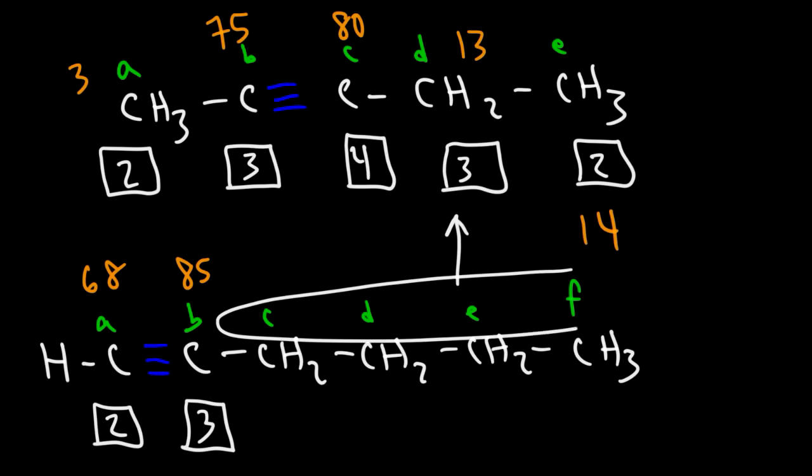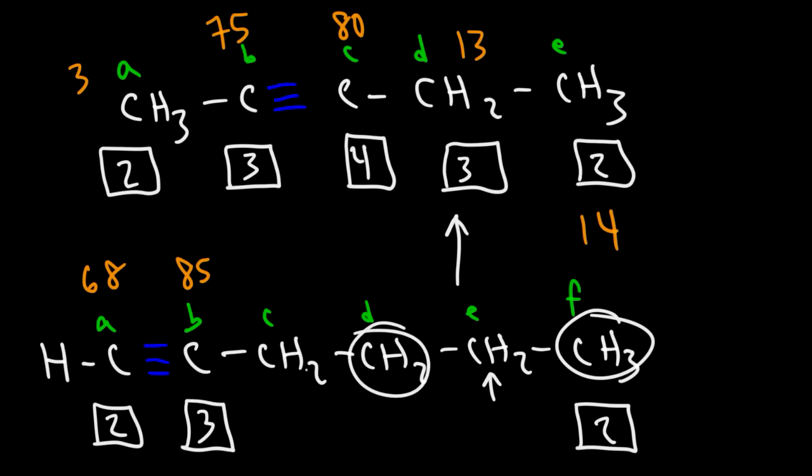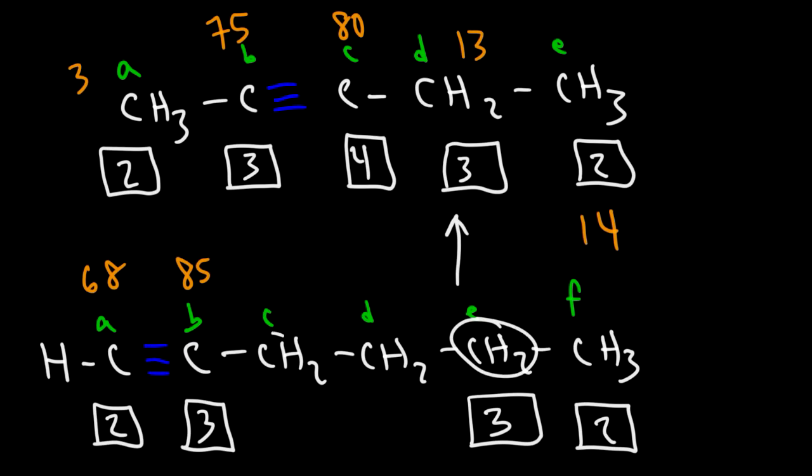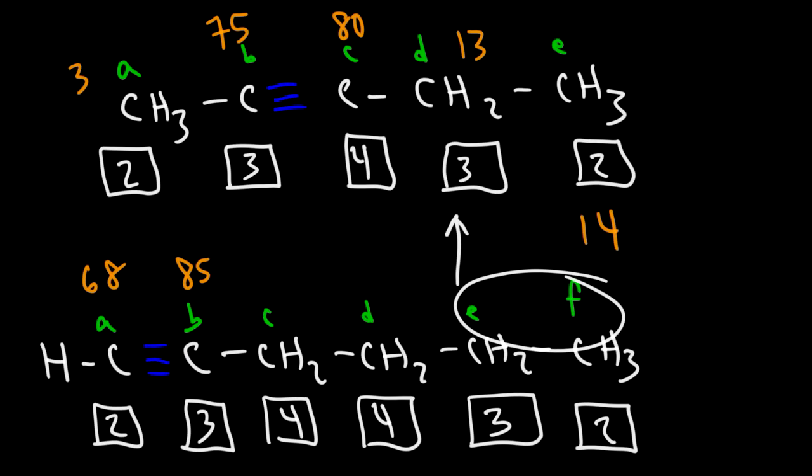Now looking at the 4 remaining carbon atoms, which one will have the highest chemical shift and which ones will have the lowest chemical shift? Starting with carbon F, it's adjacent to a secondary carbon, so that's a score value of 2. For carbon E, it's between a primary and a secondary carbon, so 2 plus 1 is 3. For carbon D, it's between 2 secondary carbons, so that's going to give it a score of 4. And for carbon C, it's between 2 secondary carbons as well, so that will also give it a score of 4.